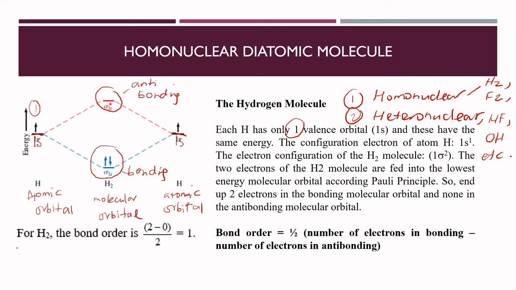Okay, in this case, both hydrogens have one electron. One will be contributed to here and one will be contributed to here, giving you two electrons, up and down. Since there are only 2 electrons, you cannot put another electron in the anti-bonding region. To calculate the bond order, we take the number of electrons in bonding, which is 2, minus 0 in the anti-bonding, divided by 2, which equals 1.